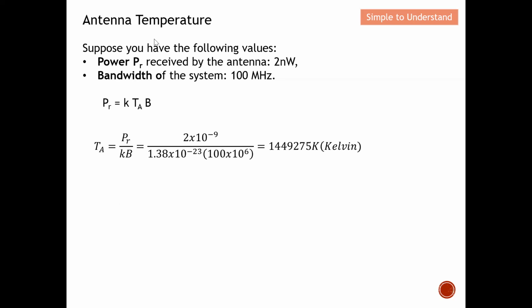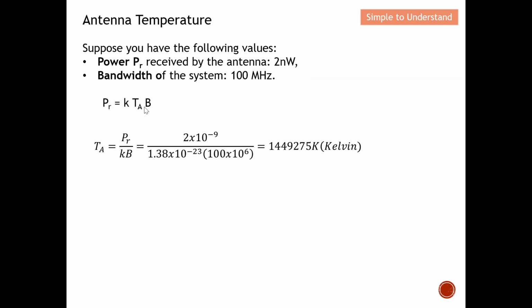Okay, so a quick example. Suppose you have the following values. We have the power that we actually receive by the antenna, which is 2 nanowatts. The bandwidth of our system is 100 megahertz. Earlier on, I mentioned this. So let's say we want to calculate the antenna temperature.